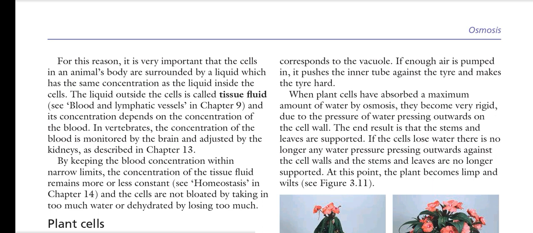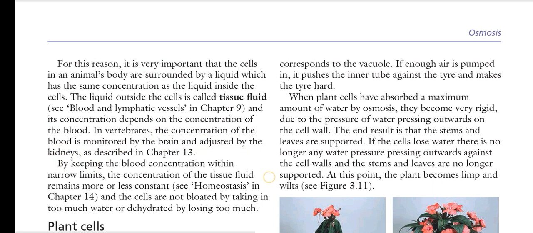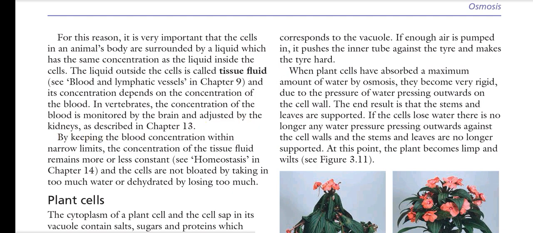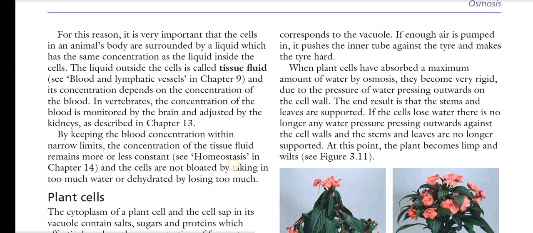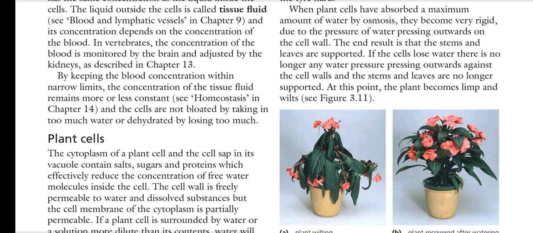In vertebrates, the organisms which contain vertebrae, the concentration of blood is monitored by the brain and adjusted by the kidneys. By keeping the blood concentration within narrow limits, the concentration of tissue fluids remains more or less constant, and the cells are not bloated by taking in too much water or dehydrated by losing too much water. So there is a homeostasis mechanism that controls the entry of water into or out of the cell.